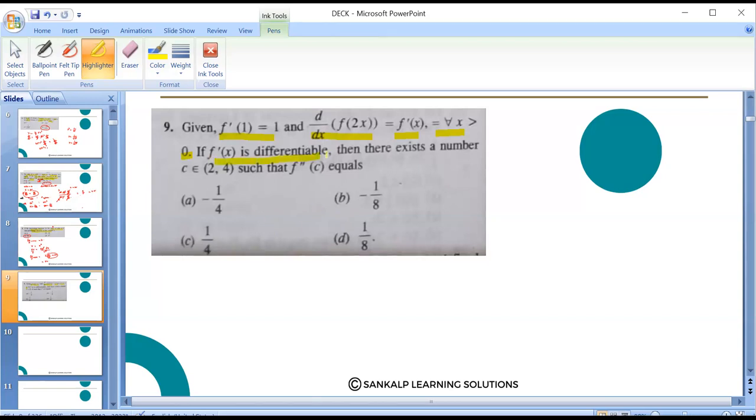So f dash x is differentiable. Then there exists a number c in the interval 2 to 4 such that f double dash of c equal to... We know that f dash of 1 is 1. And when you find the derivative of f of 2x using chain rule, the derivative is f dash of 2x, but 2x's derivative is 2. This is equal to f dash x. It is given.